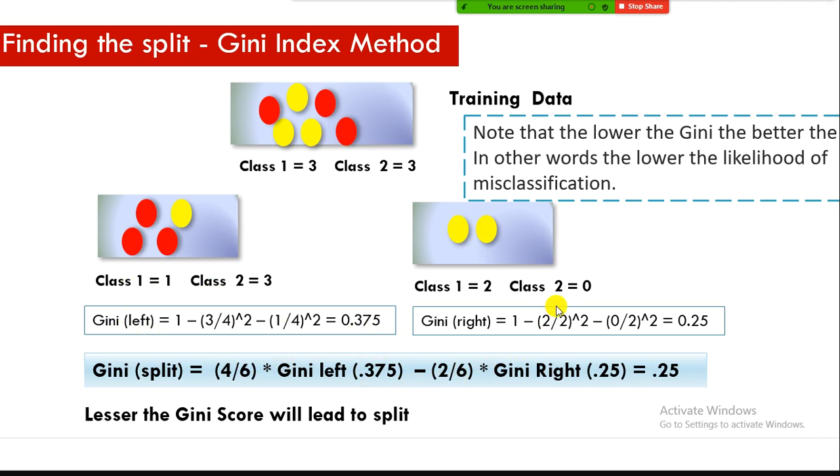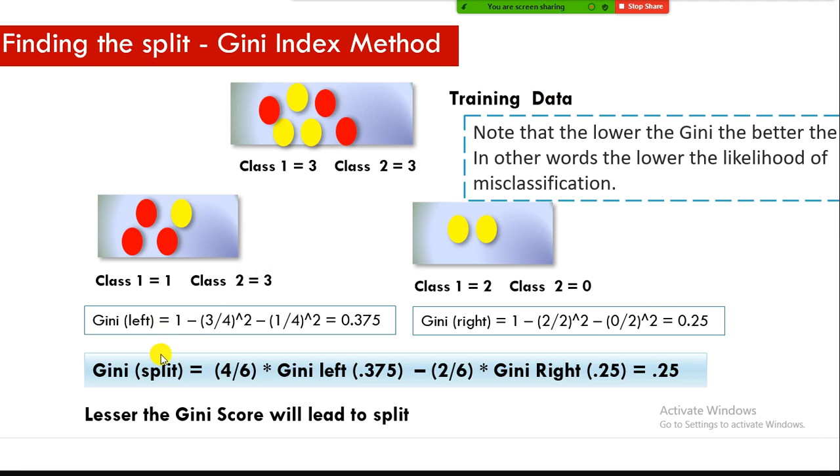Minus, 2 divided by 6, Ni divided by N, where N is the total number of observations. On the right side of the node, the number of observations on the right side divided by the total number of observations. So 2 divided by 6 into Gini right, 0.25. So you will get 0.25. Okay, this is how we compute the value for the Gini split.